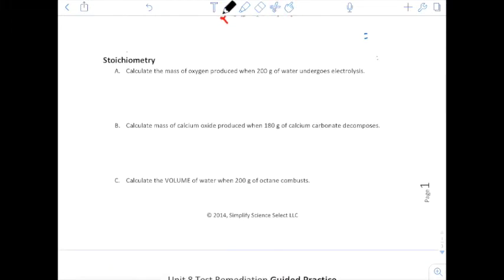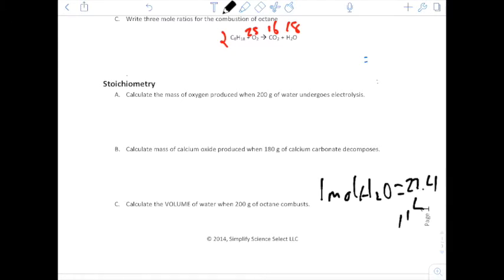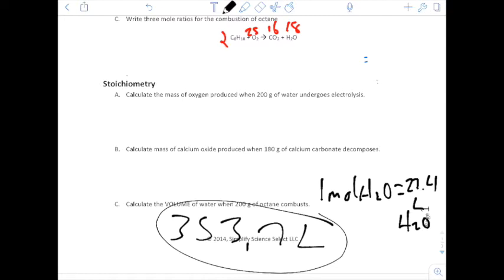This last one's kind of tricky. It wants the volume of water, and it's the same reaction that we used right here. So there's our mole ratio. The only difference is that you want volume of water, so you're going to have the mole ratio between octane and water, and then you're going to have the molar mass of octane, and you're going to have this conversion factor of 1 mole of H2O is 22.4 liters of H2O. Now you should get an answer of 353.7 liters for your answer. See if you get that.